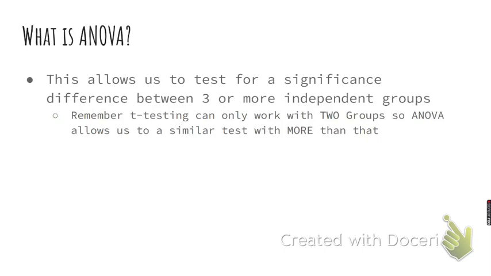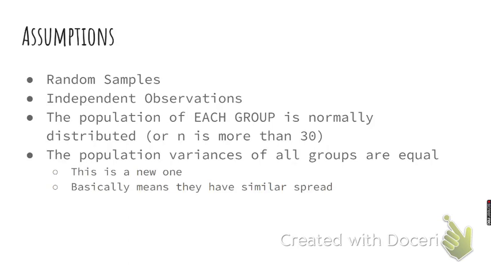So maybe instead of just comparing juniors and seniors, I want to compare all 4 grade levels to each other. So maybe freshmen, sophomores, juniors, and seniors. We're going to look at all 4 of them. Well, we couldn't run one t-test to do 4 groups, but we can run a single ANOVA. So the key here, 3 or more groups. Okay, so assumptions. I think technically UT might say more than 2 groups, but for ANOVA, just know it's 3 or more is the general rule of thumb.